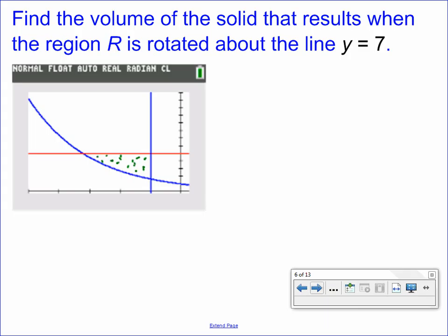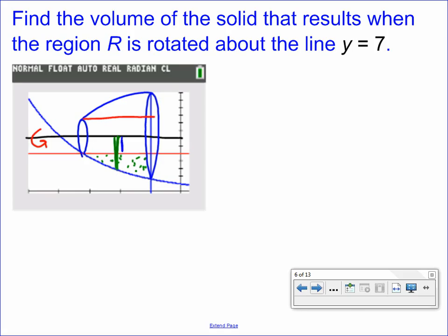We're going to spin it about the line y equals 7, right? Where's that? So 1, 2, 3, 4, 5, 6, 7 is right here. If we spin this region about the line y equals 7 and consider the solid results, thwack.